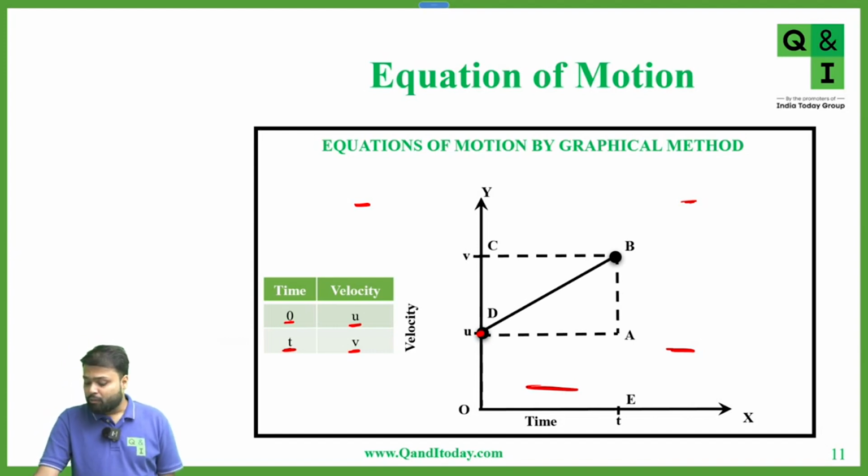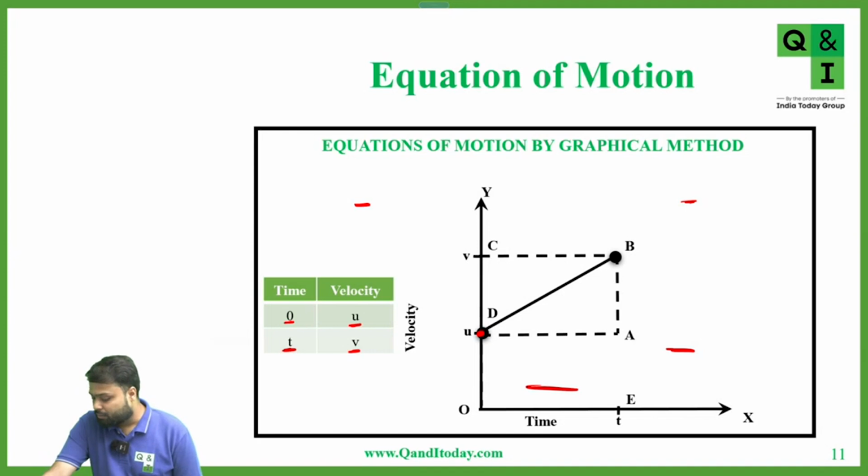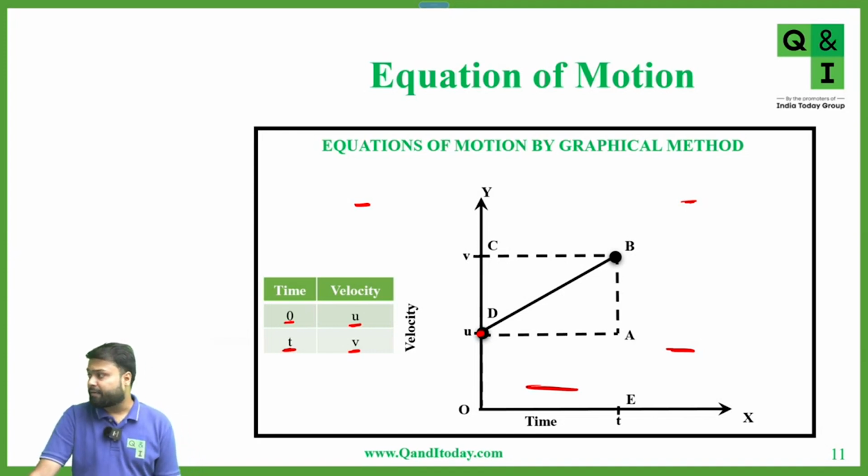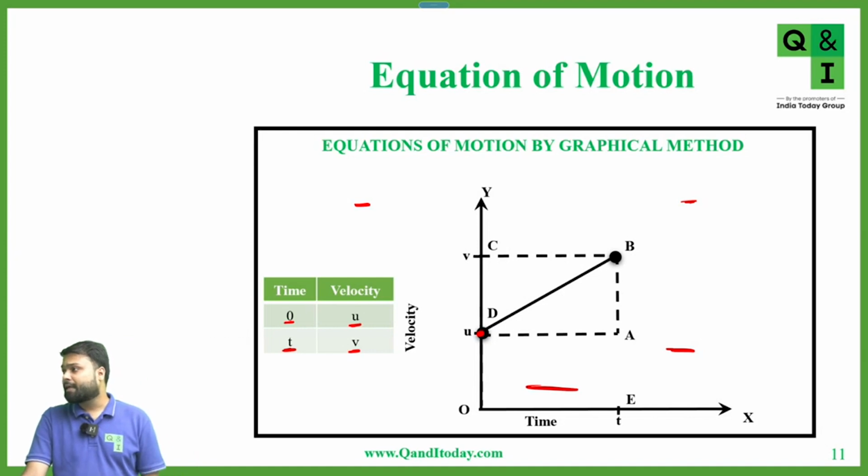Now tell me, what is the slope of this graph? What is the slope of the velocity time graph? Tell me. Everyone knows what slope is: change in y coordinate upon change in x coordinate. Now the change in y coordinate is the change in velocity. The change in x coordinate is the change in time. So change in velocity with respect to time is acceleration. Yes or no?